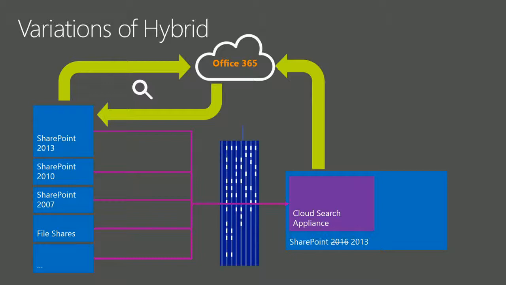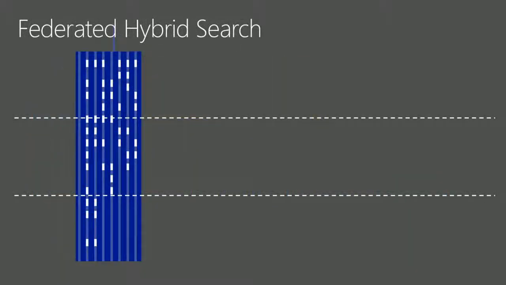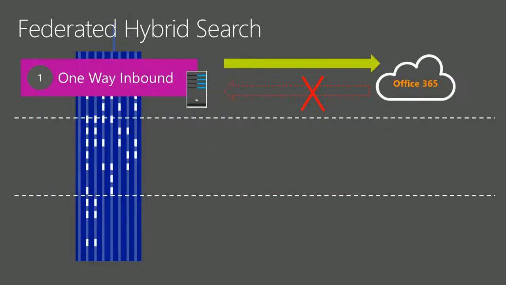The other thing that we introduced this week, for the most part, is this cloud search appliance. This is going to allow us to crawl on-prem content and push it into Office 365 and SharePoint Online for search. This gives us that unified index inside Office 365. I'll go to that in a little bit more detail, but first, let's talk about our federated hybrid options.